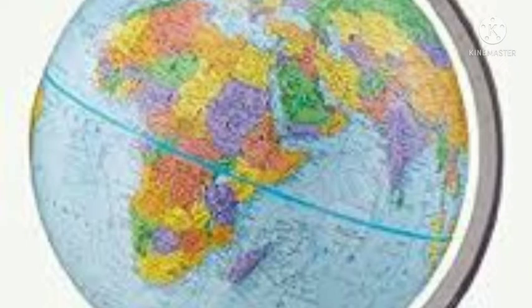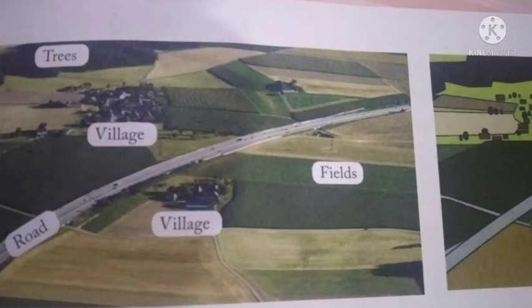See here, two pictures are here. The first picture is a photograph and the second is a map. The photograph shows two villages, right? Two villages, fields, a road and trees. Find the places that are labeled in the photograph in the map of the same area. Same area. To make it easy to find, we use grid lines.